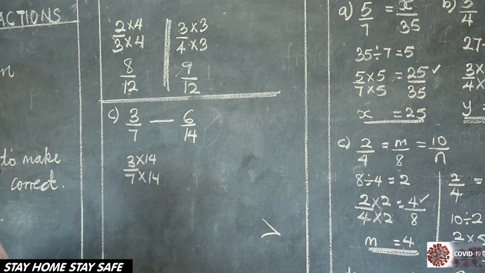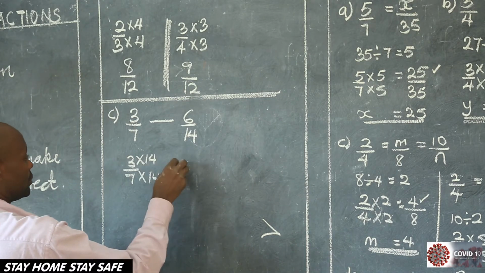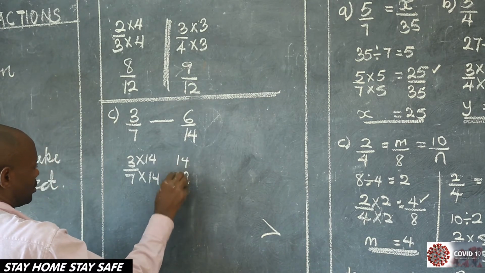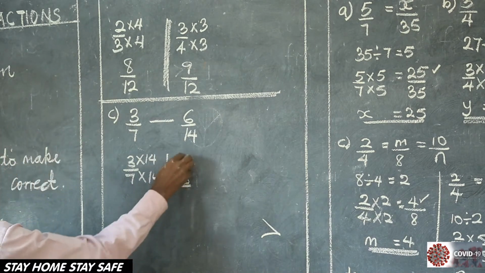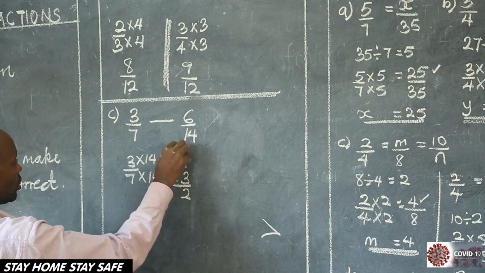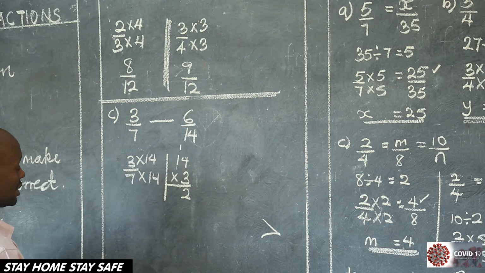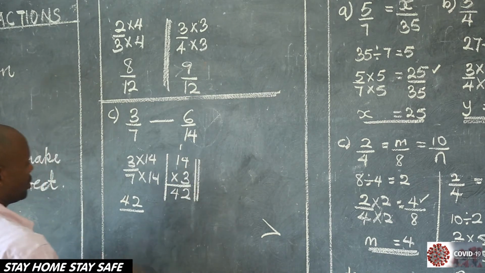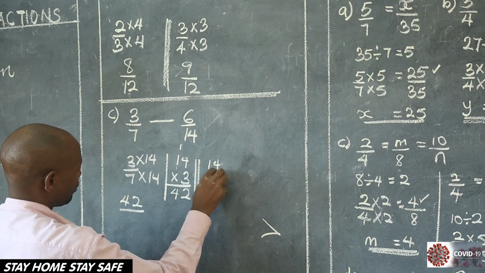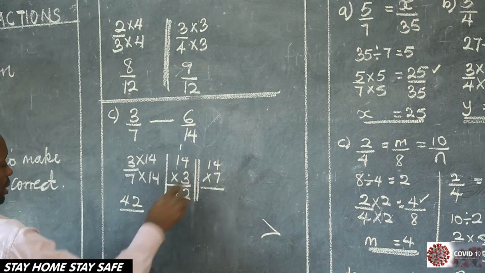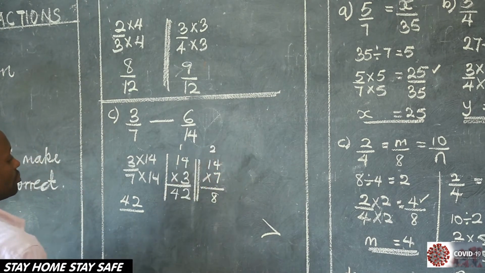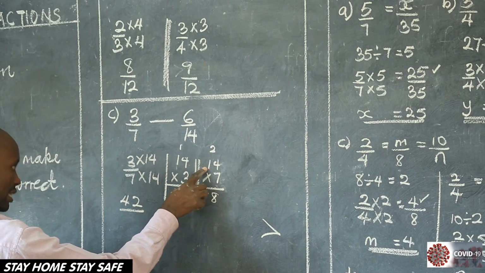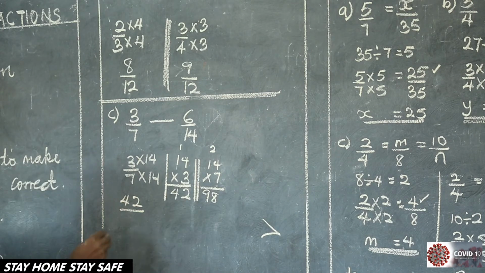Then 3 times 14, arrange vertically and multiply. 14 times 3. 3 times 4, that is 12, you carry 1. 3 times 1, that is 3 plus 1, that is 4. So we are getting 42 out of, then we shall get 14 times 7. 7 times 4, we shall get 28. 7 times 1, we shall get 7 plus 2, 9. So we are getting out of 98.